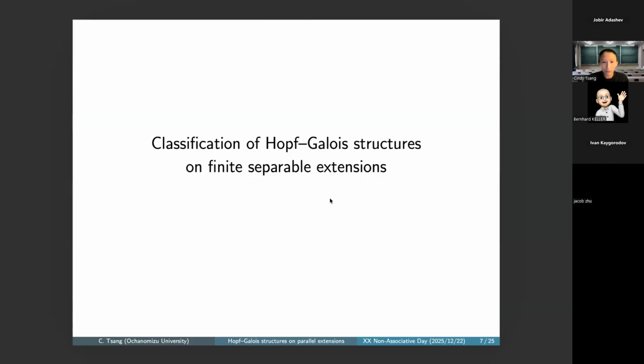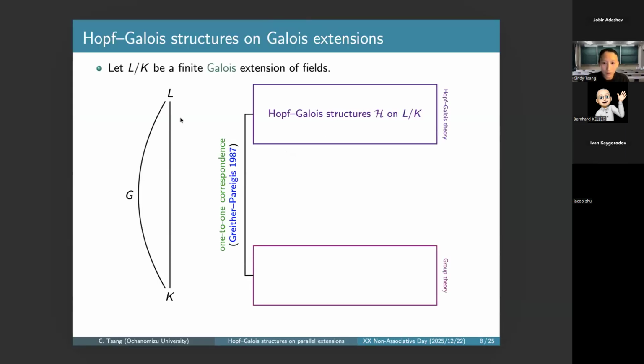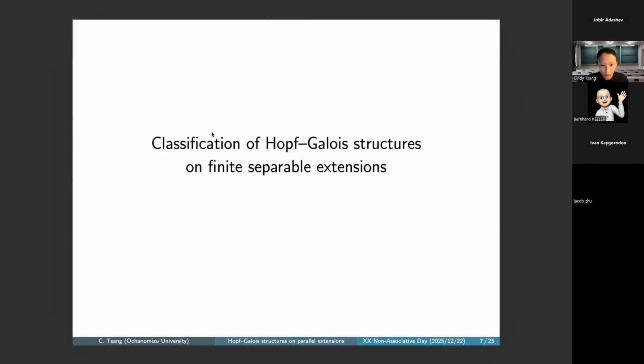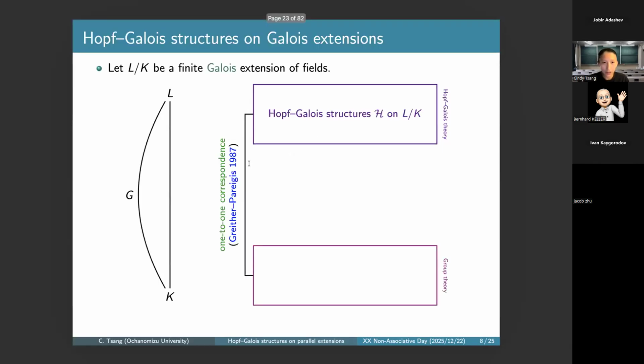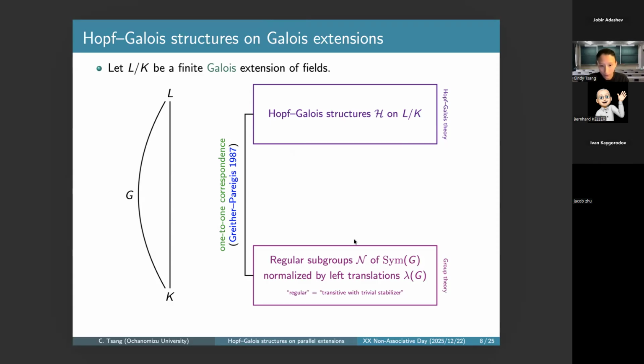And if we look at finite separable extensions, then there's a very nice group-theoretic classification of these Hopf Galois structures. So let me briefly explain how this classification works. This is due to Greither and Pareigis. Their work applies to all separable extensions, but just to start, let me explain the Galois extension case. So suppose I have a finite Galois extension of fields, and let's say the Galois group is G. Then what they showed is that Hopf Galois structures on L over K are in one-to-one correspondence with these so-called regular subgroups N in the symmetric group of the Galois group, that are normalized by the left translations. Here, regular subgroup means that the action of N on G is transitive and the stabilizer is trivial. That's what it means.